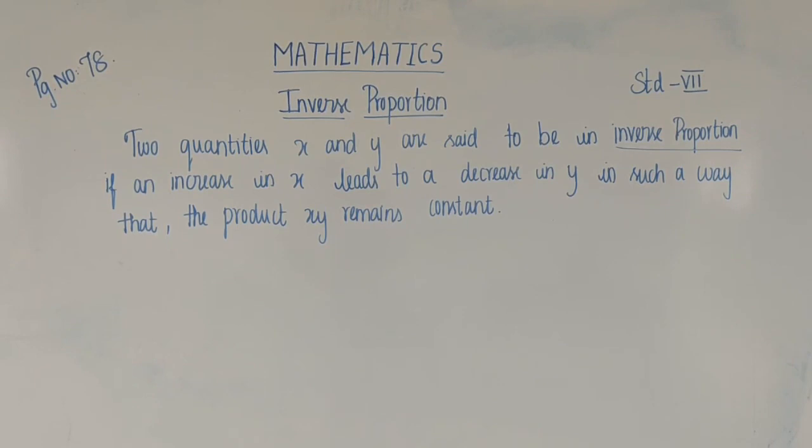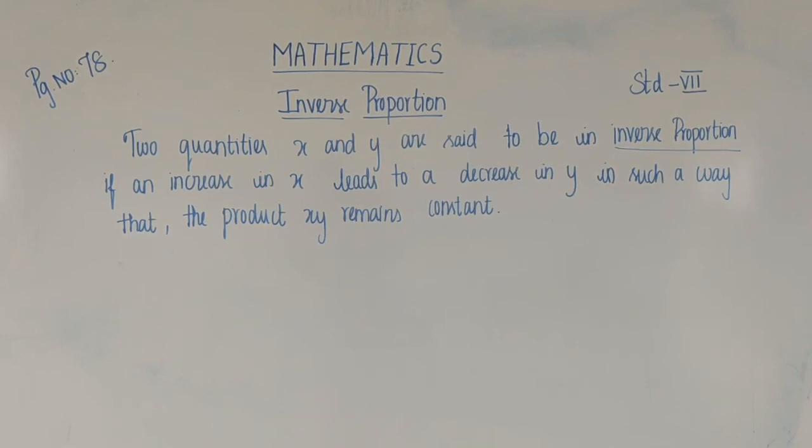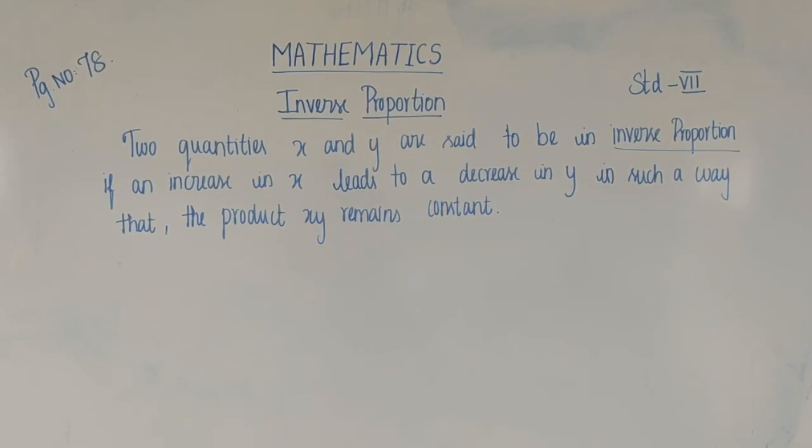Two quantities x and y are said to be in direct proportion with each other if they are increased or decreased together in such a way that x by y remains constant. Okay students.